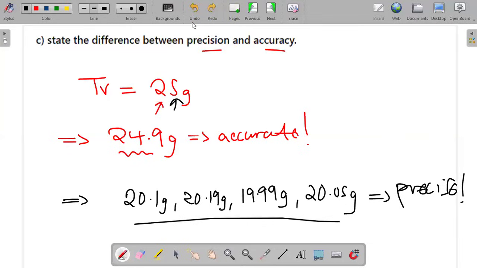When you talk about precision, it's how close the measured values are to each other and not necessarily to the true value. When you talk about accuracy, it's how close the measured value is to the true value. So that's the difference there.